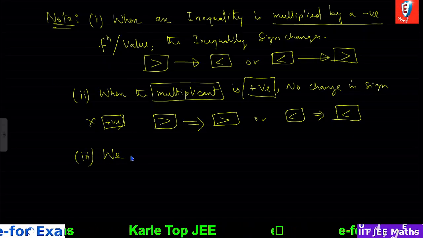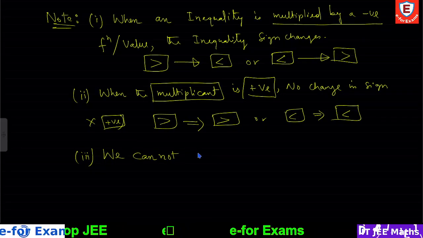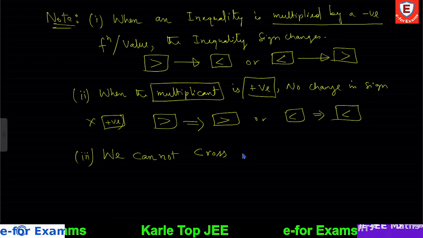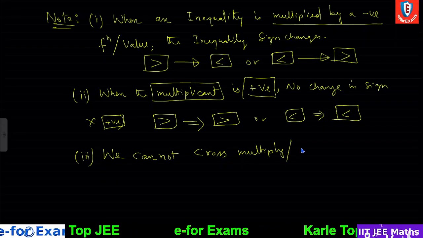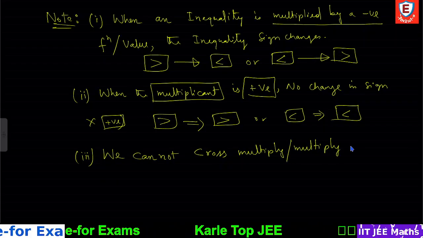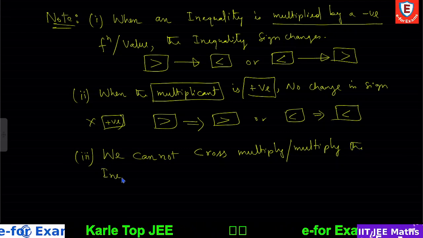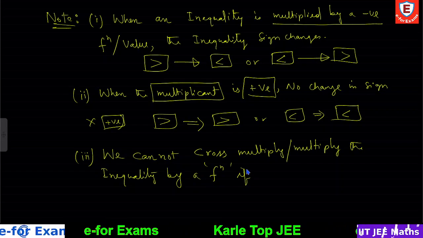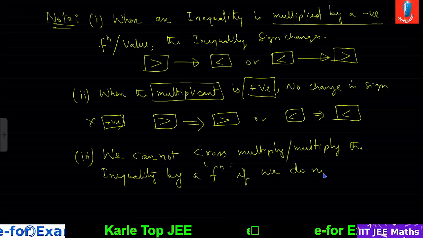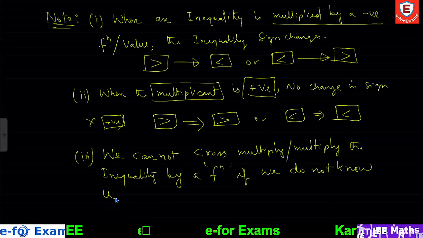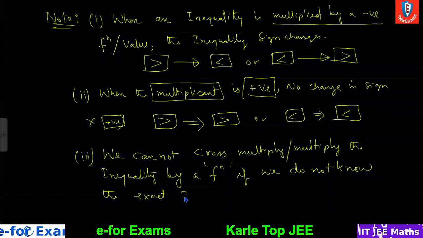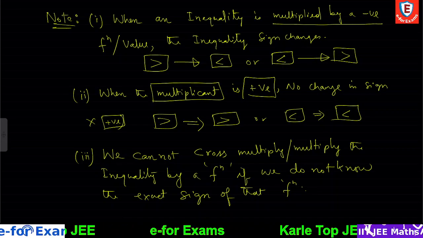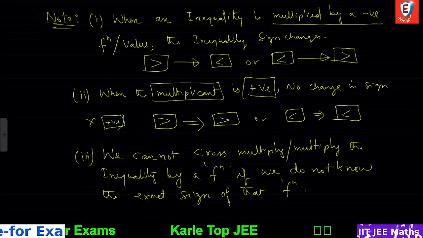And we cannot cross multiply or multiply the inequality statement by a function if we do not know the exact sign of that function. Okay, number 3 I will explain here.